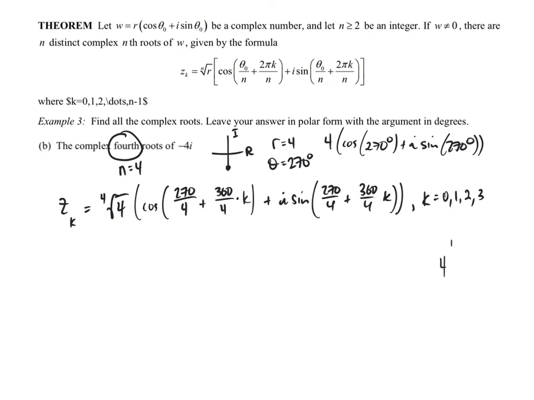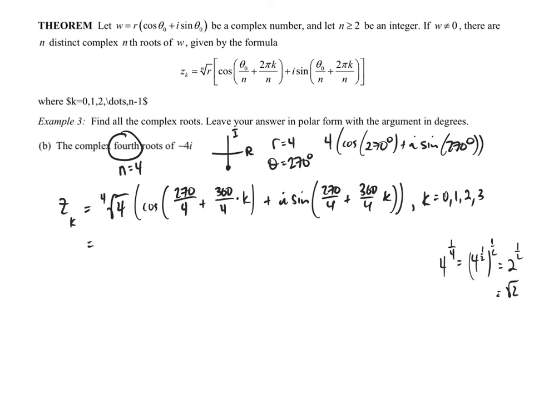So the fourth root of 4 is the same thing as 4 to the 1/4. Well, that's the same thing as 4 to the 1/2 raised to the 1/2, and 4 to the 1/2 is 2, and so that becomes 2 to the 1/2, or the square root of 2.